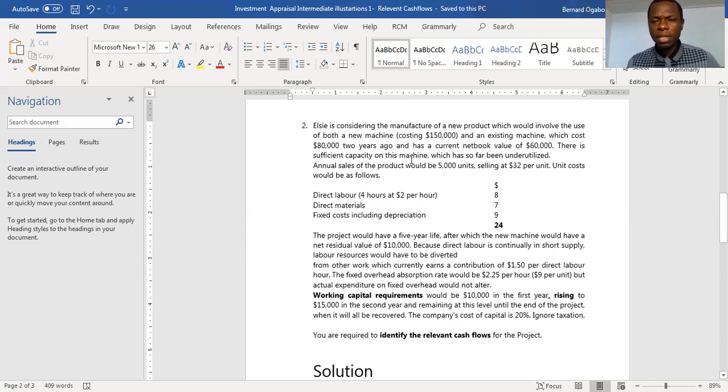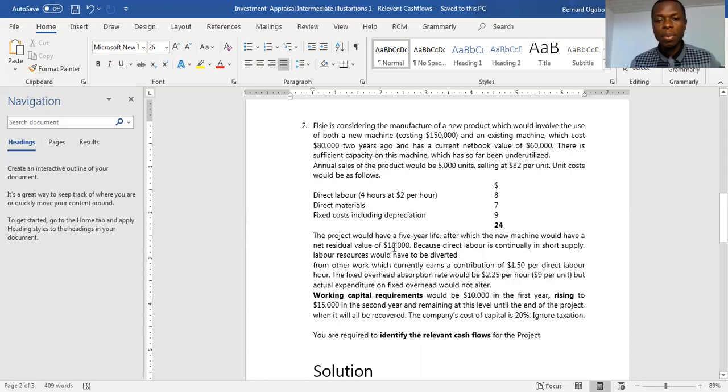There is sufficient capacity on this machine, which has so far been underutilized. Annual sales of the product will be 5,000 units, selling at $32 per unit. Unit cost will be as follows. So we have direct labor to be $8, and that is 4 hours at $2. We have direct material to be $7, and then we have fixed cost, including depreciation, to be $9.